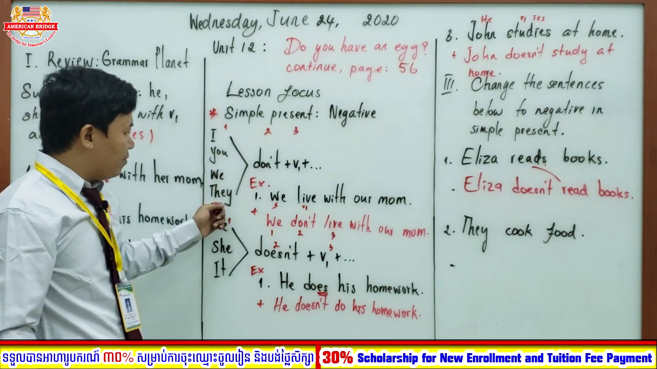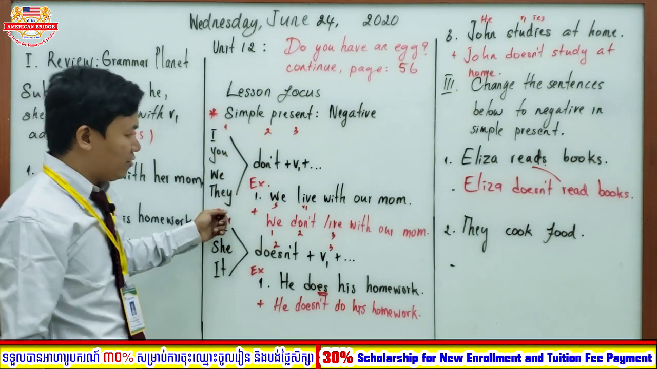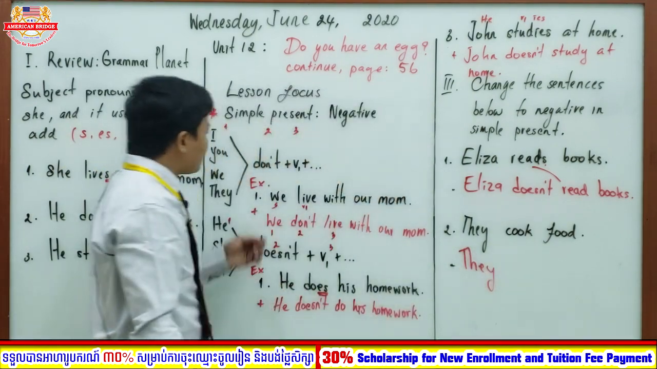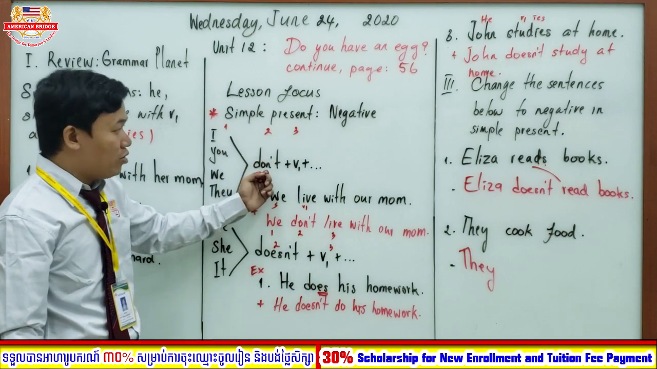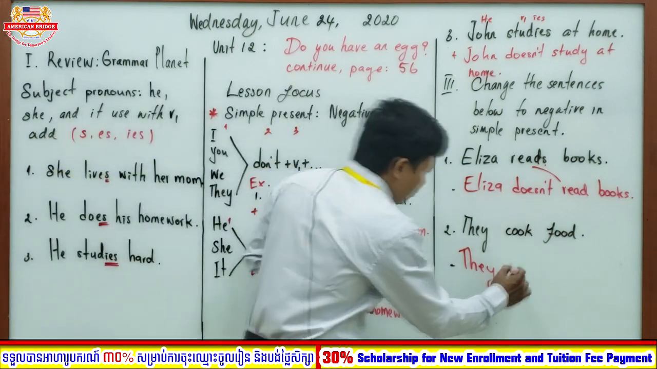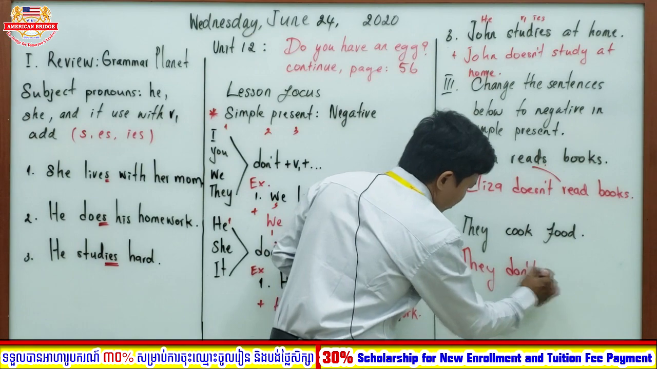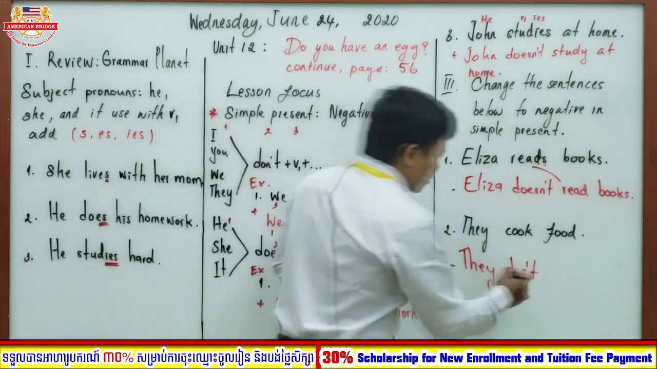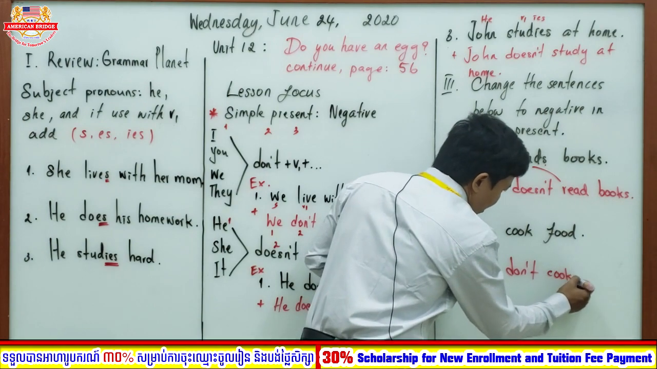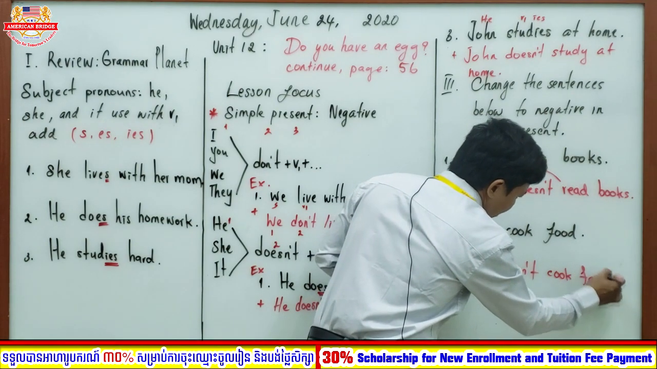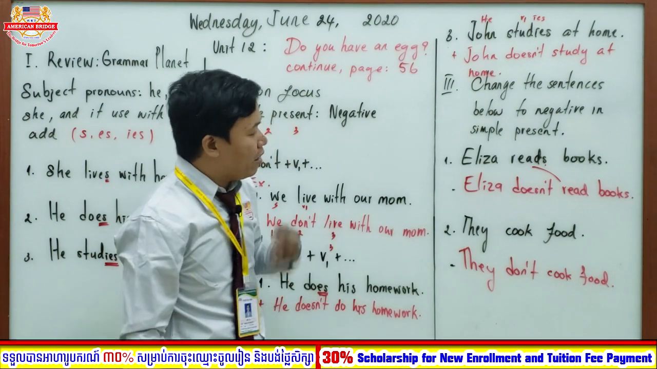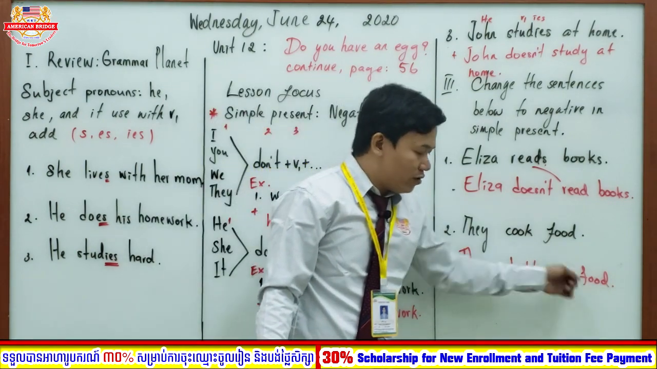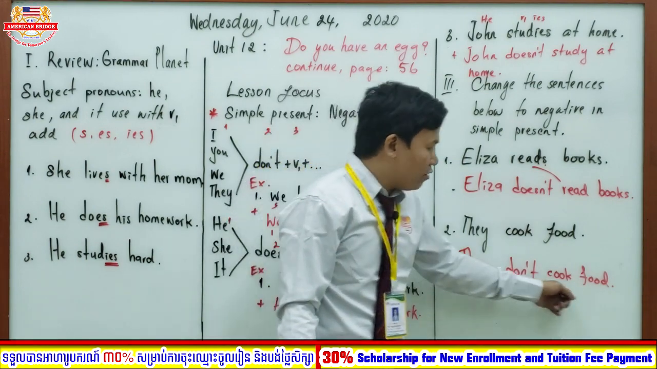So we put the subject pronoun they first, right? So you can put they. And then number 2 is don't, right? You can put don't. And then verb 1. Verb 1 is cook, right? So you can put cook food. Okay, now we have got the answer already. Read together. They don't cook food. Again, they don't cook food.